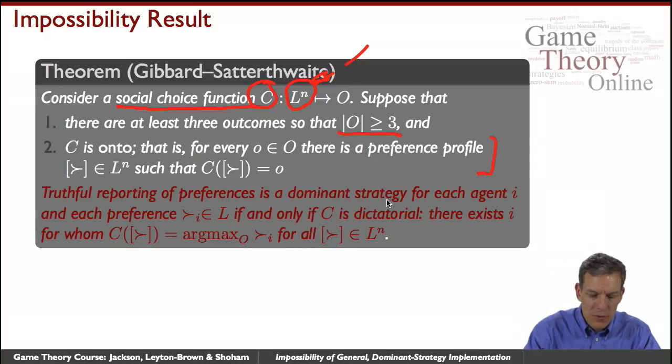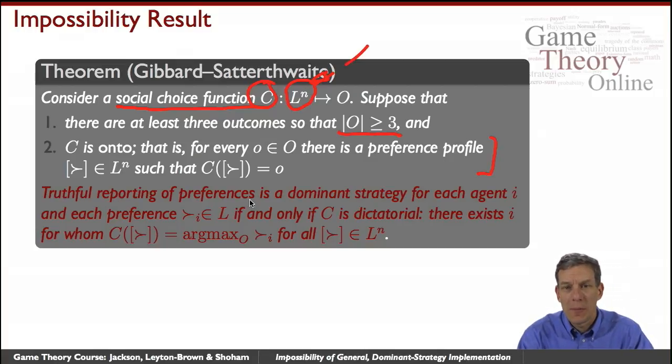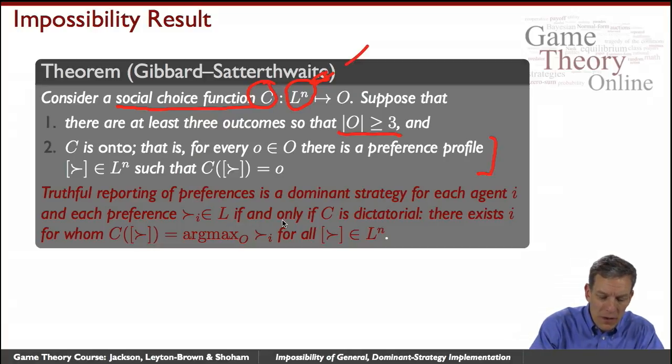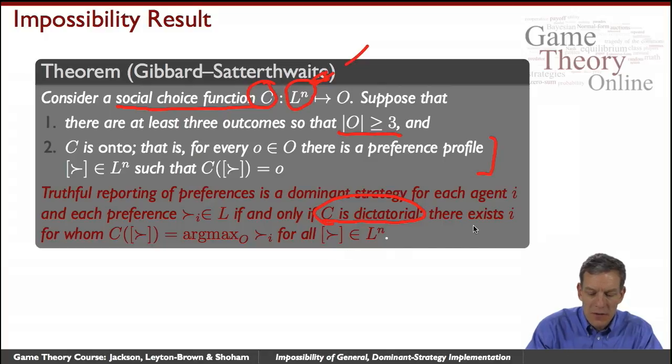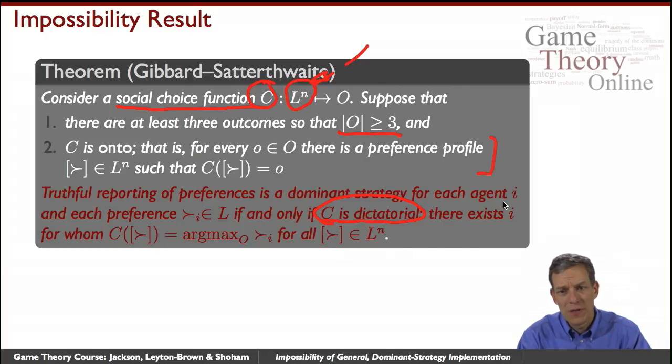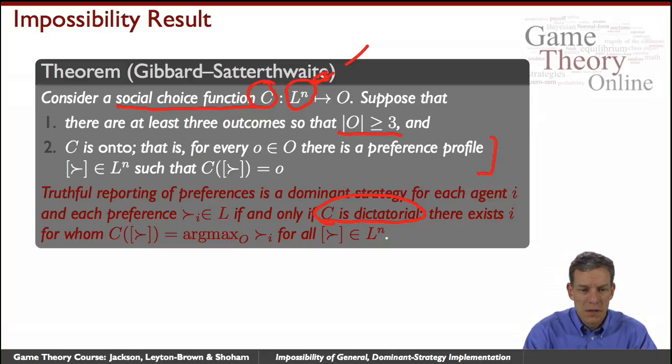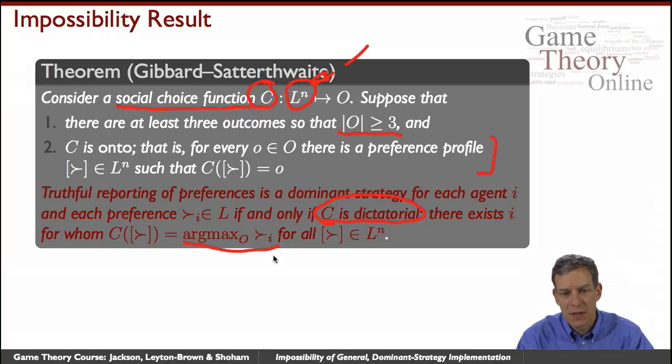The theorem says that we're going to have the strategy proofness condition, truthful reporting of preferences as a dominant strategy for every agent at every preference profile, if and only if C is dictatorial. Okay? So again, that means here there exists some particular individual i for whom the choice function is just always their favorite alternative, the thing that maximizes their preferences, regardless of what anybody else says. So we just pick one individual, we just listen to that person.